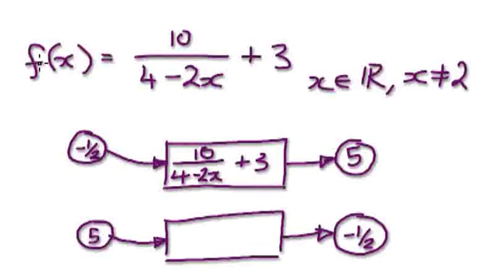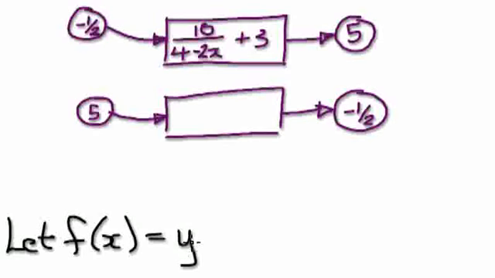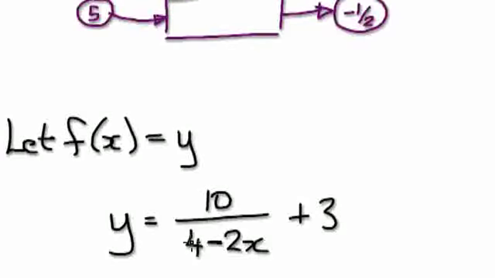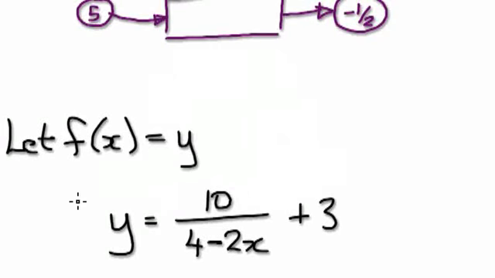Okay, so to do this, the first step is to say let f of x equals y. So we're saying the function equals this thing here. Y is just some sort of dummy variable that we're going to use for simplicity, and when we finish using it, we're just going to throw away the y. Finding the inverse is like making x the subject, so our first step is to make x the subject.